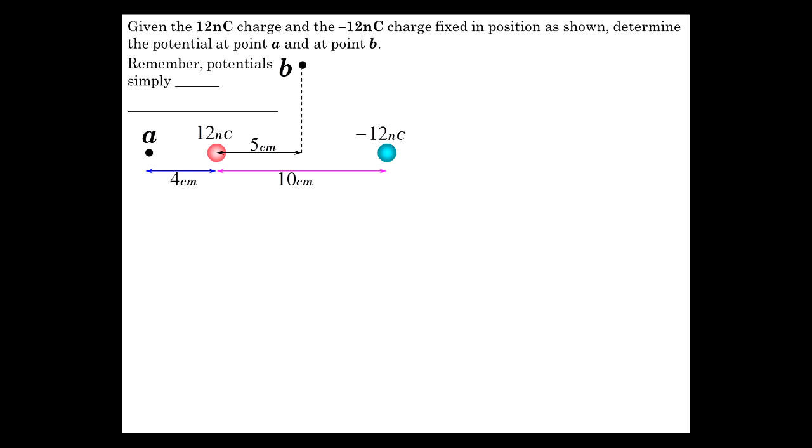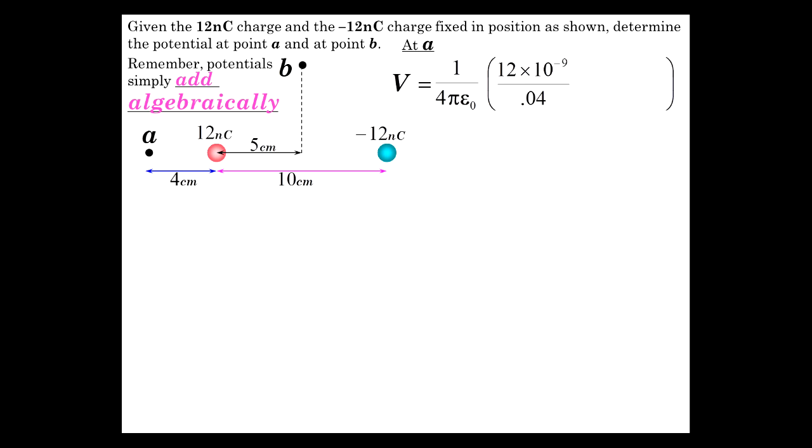So the nice thing, the thing that'll make this really simple, is that the potentials add algebraically. It's not a vector quantity, it's a scalar quantity. So that's very sweet. At A, let's do it. So the potential at A is the result of potential from the 12 and the minus 12. And potential from a point charge is KQ over R, so there's K. Let's factor out the K and put the 12 nanocoulombs over 0.04 meters, and then a minus 12 nanocoulombs over 0.14 meters, giving us 1930 volts. We're done. That's the potential at point A.